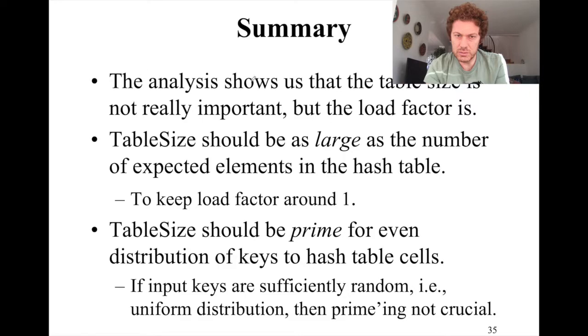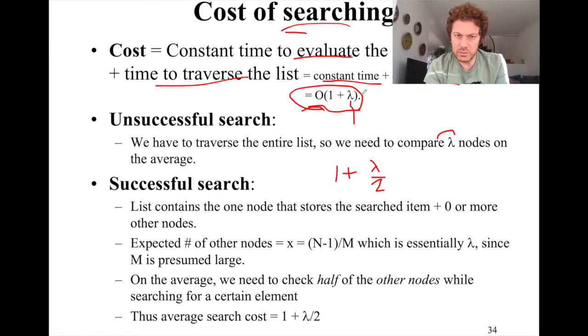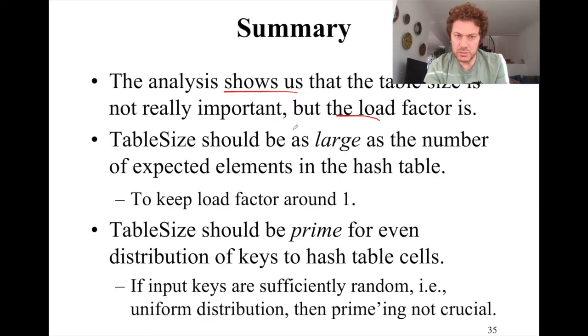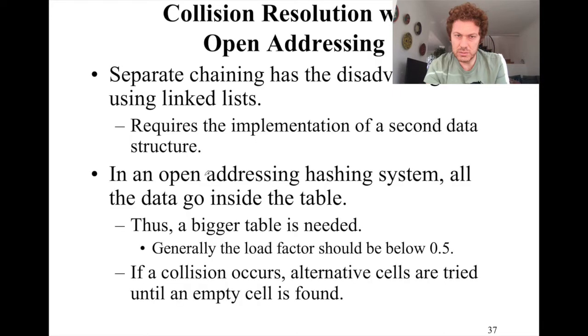That is it actually. The analysis shows that the table size is not really important, but the load factor is important because it is all about lambda. Table size should be as large as the number of expected elements in the hash table. It will keep the load factor constant, at around one, and table size should be prime for even distribution, for nice distribution of keys to the hash table, like for high utilization. But if the input keys to begin with are already sufficiently random, then a prime table size is not a very critical issue.